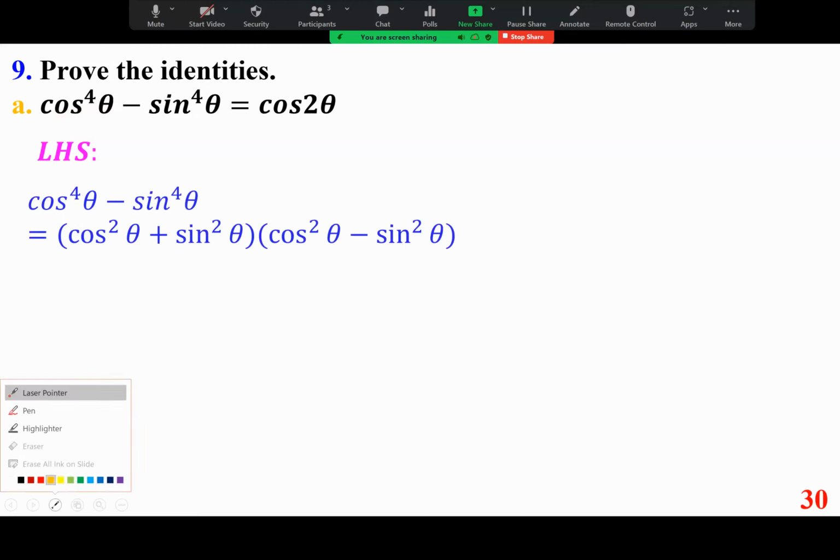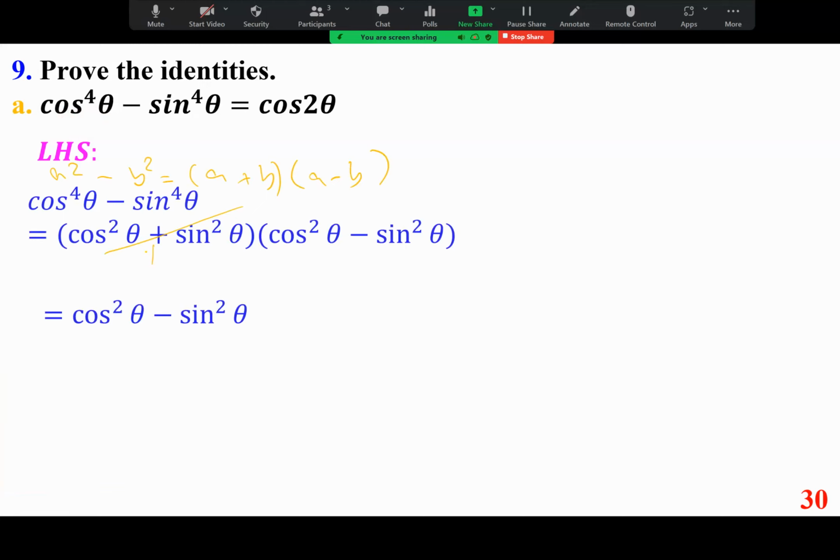So this is a squared minus b squared equals a plus b, a minus b. That's what we are doing. Needless to say, everybody knows this is 1, right? And so you get cosine squared minus sine squared. And as you know, that is cosine of 2 theta. And believe it or not, that's the proof.